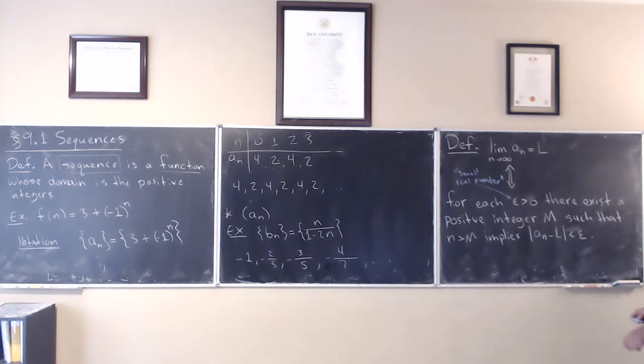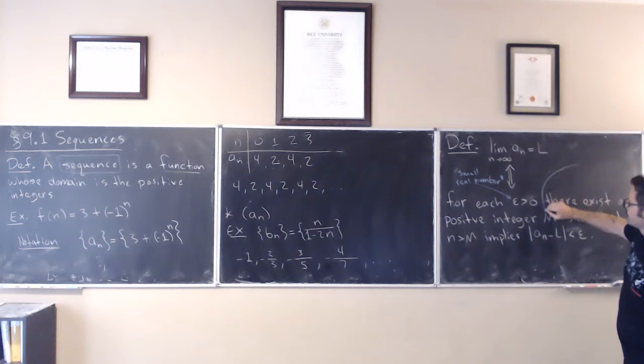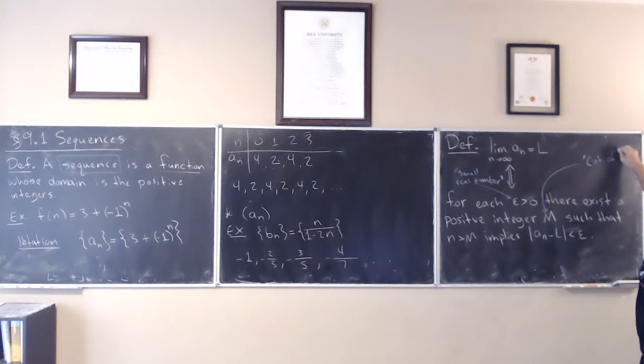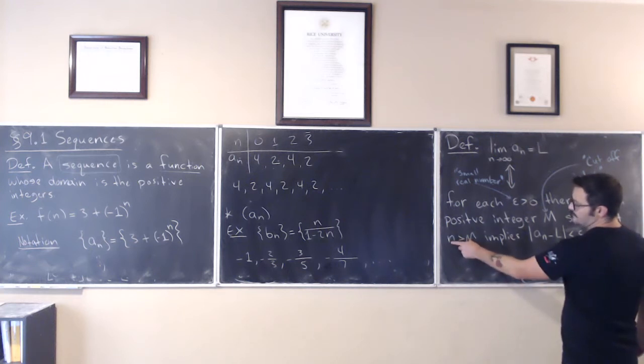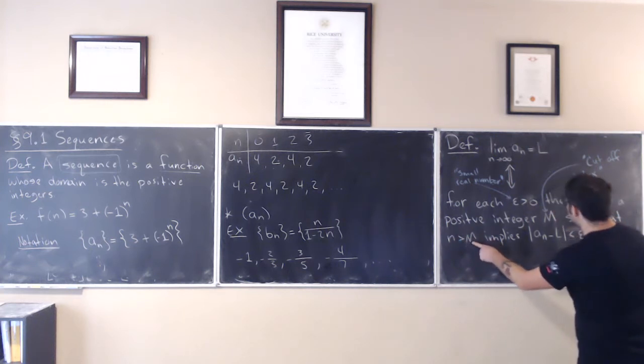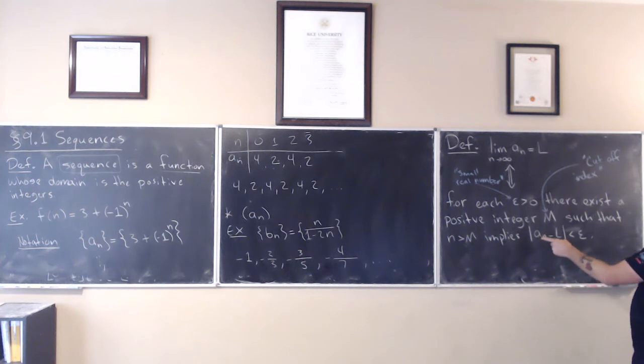There exists a positive integer M, and you can think of this as maybe a cutoff index. M is going to be an index, so that for all indices greater than this cutoff index, the distance from a_n to the L is at most epsilon.